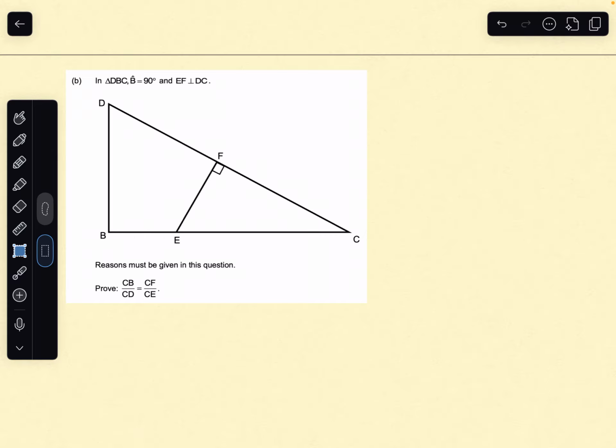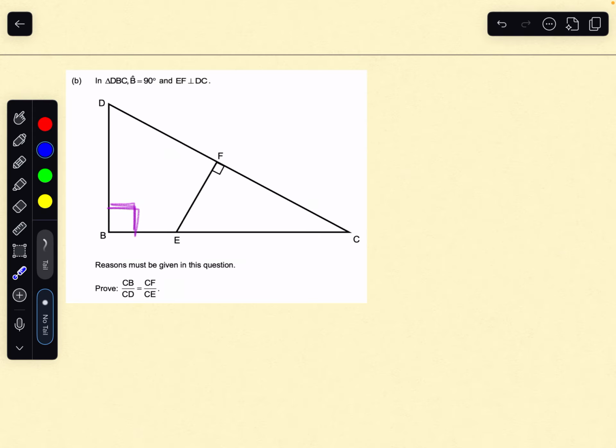Question 5b, let's go. In triangle DBC, we have that B is 90, which they have not filled in for us on the diagram, so we are going to go ahead and fill that in ourselves. And we're also told that EF is perpendicular to DC, and that they have filled in for us on the diagram. Reasons must be given in this question. You're asked to prove that CB over CD is equal to CF over CE.